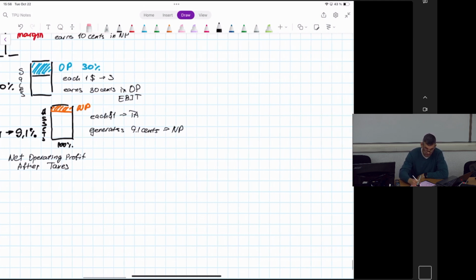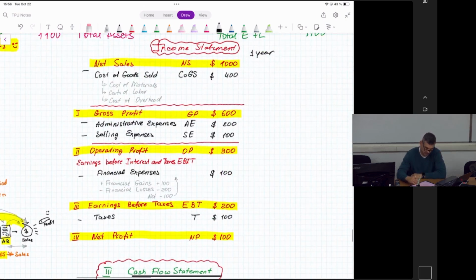Let's refresh how we calculate operating profit in the income statement. We take net sales, subtract cost of goods sold, get the gross profit, subtract the administrative expenses and selling expenses, and there we get the operating profit. Usually after that, from the operating profit, we should subtract financial expenses. But NOPAT has the idea of not subtracting the financial expenses, but only subtracting taxes.